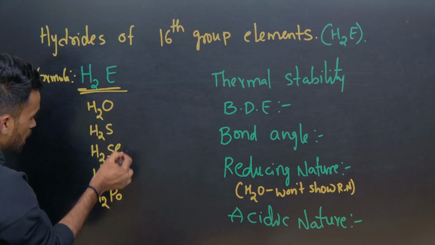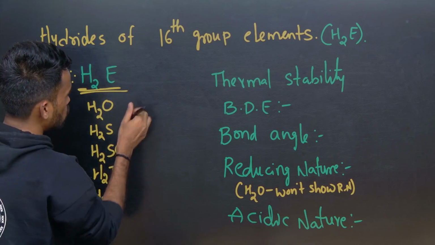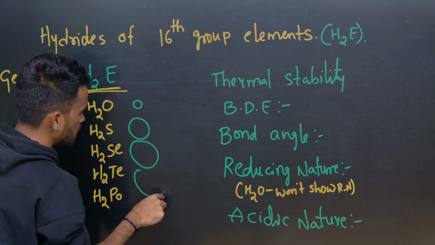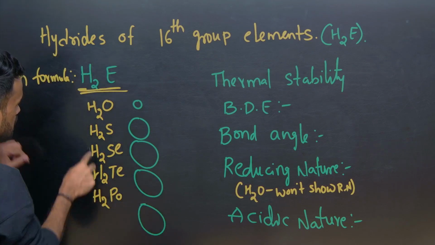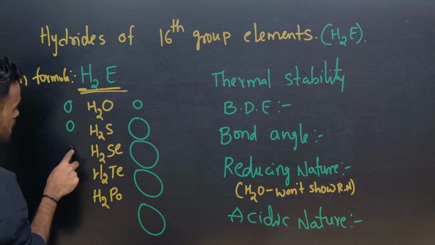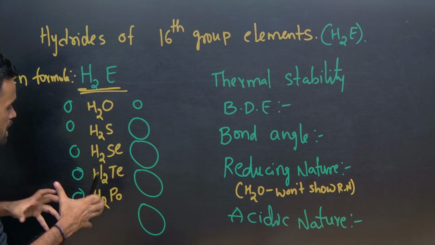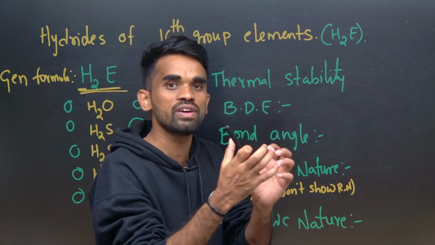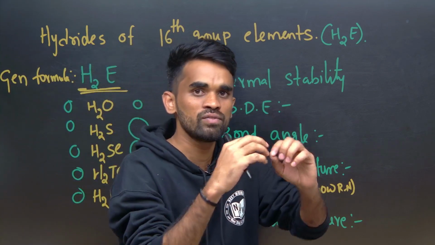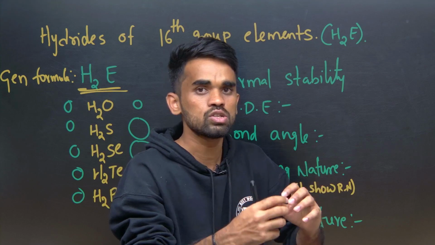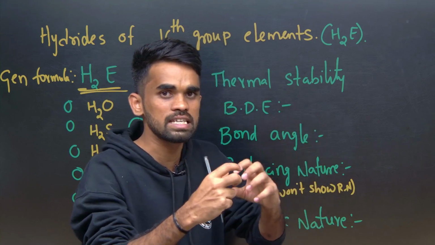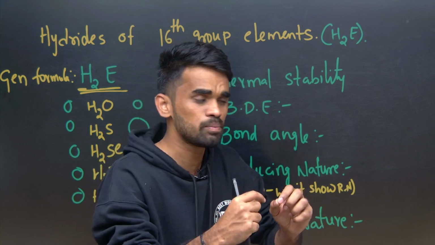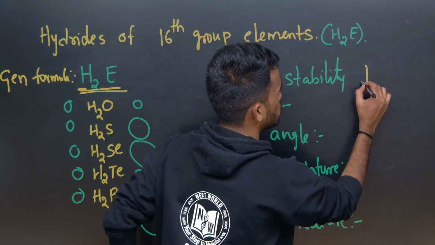See, these are the group 16 elements. Down the group, what happens? Their size keeps on increasing, right? But in the hydrides, the hydrogen size remains the same in all cases. So due to the large size difference between hydrogen and polonium, the bond is relatively weaker. It is a very weak bond, so it easily dissociates. Down the group, due to the size difference, the bond becomes weaker, overlapping is very poor, therefore it easily breaks. So thermal stability decreases down the group.